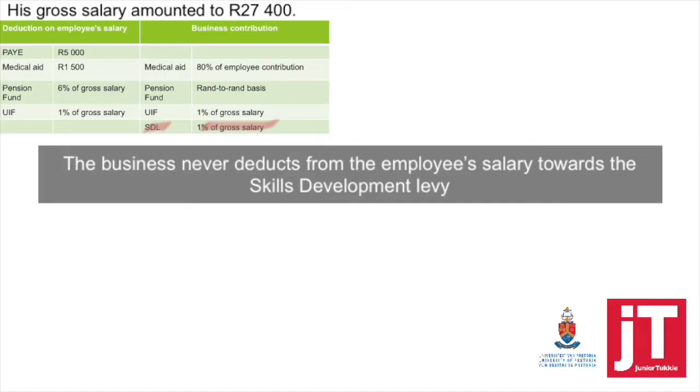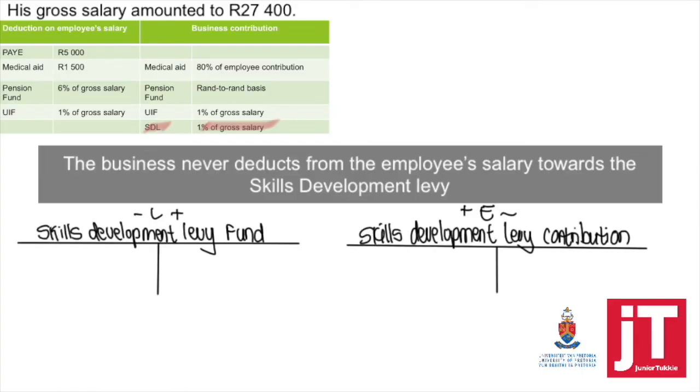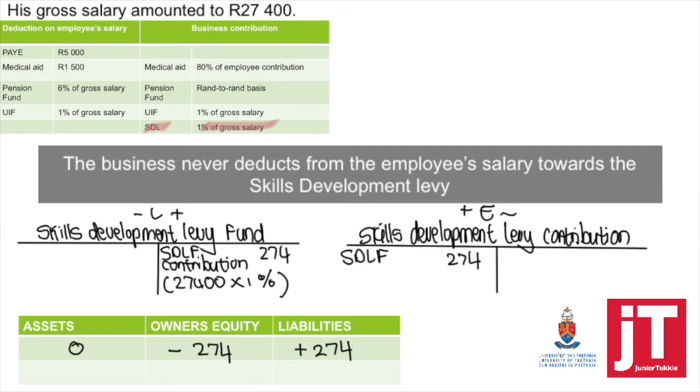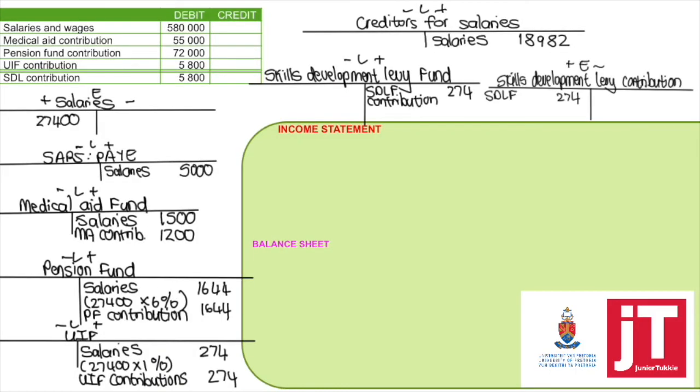If I look at the skills development levy, the business never deducts this from the employee's salary, but we always contribute towards it. This means skills development levy fund, which is a liability, must be opened, and skills development levy contribution. The fund account is credited because we owe that money, 1% of the gross salary, which means 27,400 times 1%. Skills development levy contribution will be debited. Effect on the accounting equation: owner's equity minus, liabilities plus. Completing the financial statements.